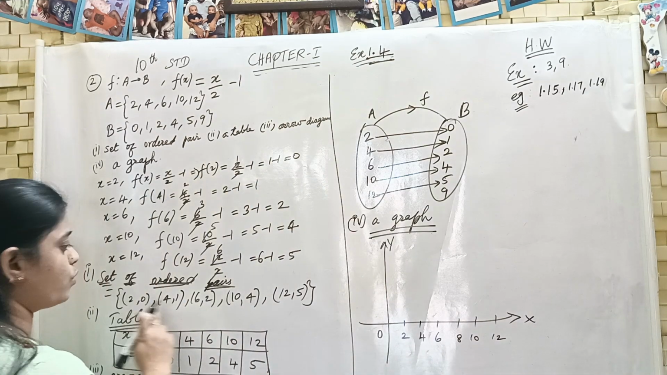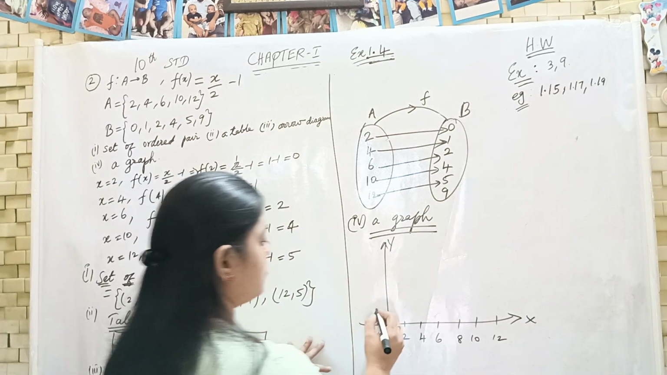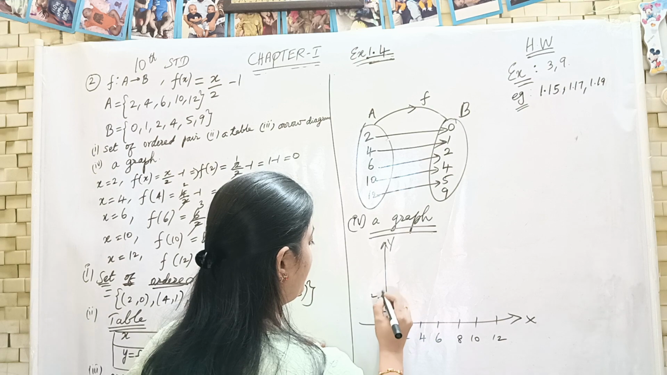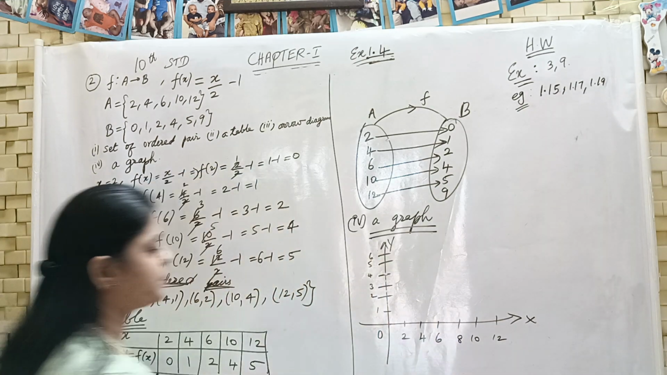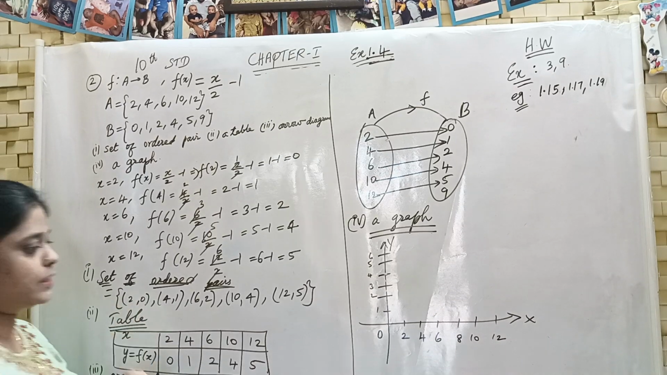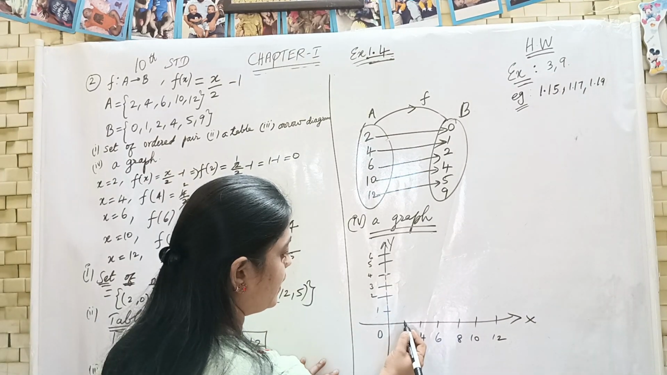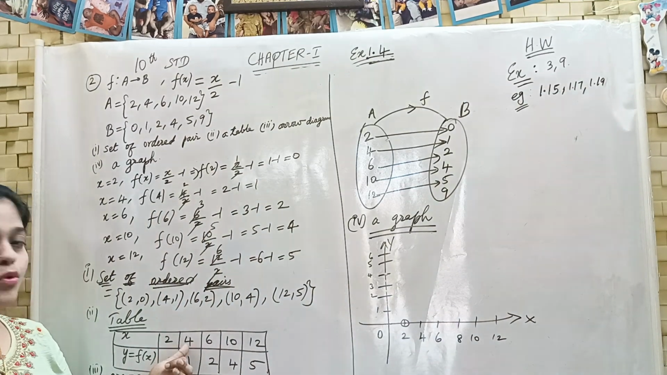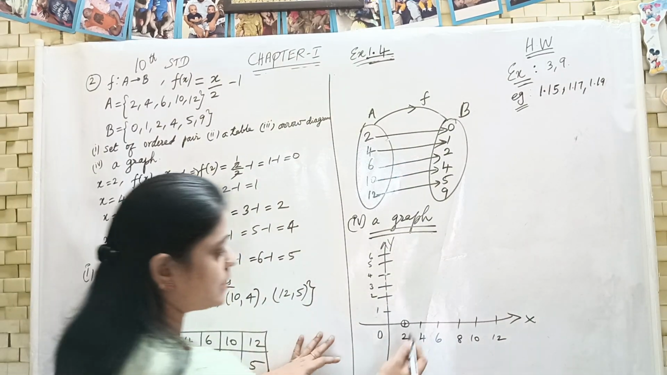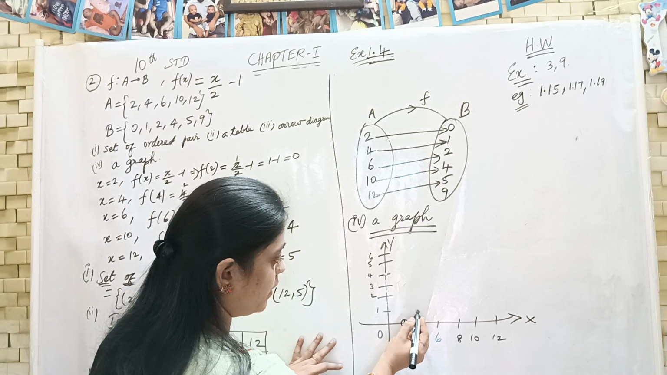The maximum value of y is 5, so I am taking 1 unit. Now I am mapping 2, 0.2 and then 0, the same position. And then next I am mapping 4, 1. So it is 4 and then here 1.